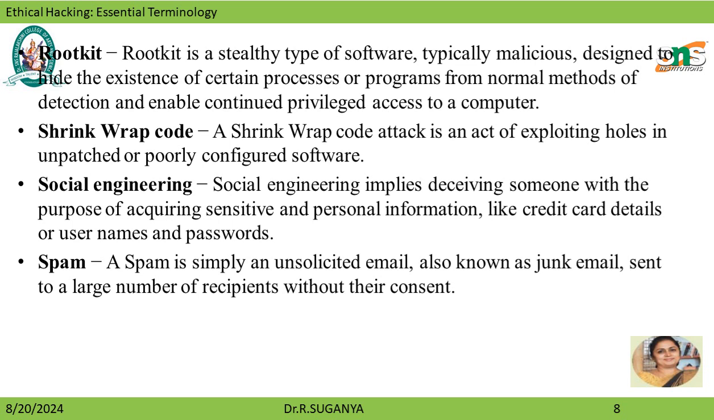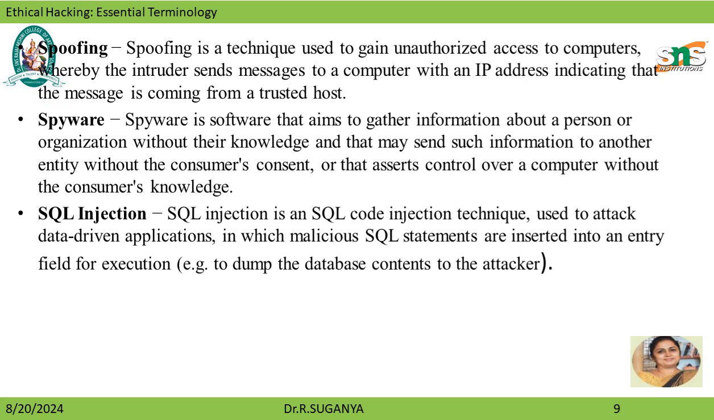Shrink wrap code. A shrink wrap code attack is an act of exploiting holes in unpatched or poorly configured software. Social engineering. It implies deceiving someone with the purpose of acquiring sensitive and personal information like credit card details or usernames and passwords. Spam. A spam is simply an unsolicited email, which is also known as junk email, sent to a large number of recipients without their consent.